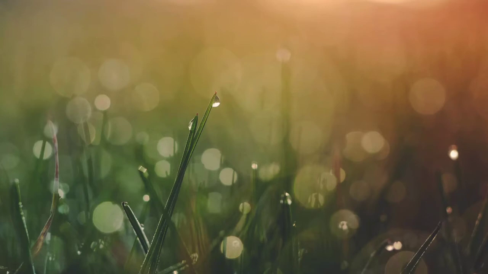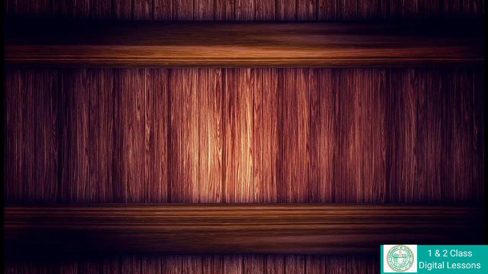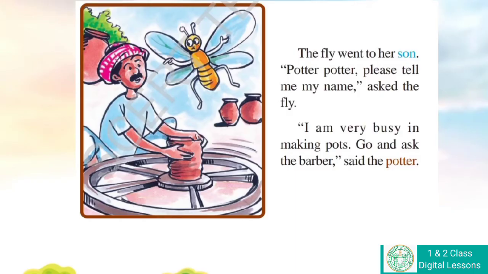I can read this story again. Listen carefully. Our lesson name is What's My Name? The fly went to an old woman. What's my name, Grandma? asked the fly. Sorry, dear. I don't know. Go and ask my son. He is a potter. He might help you, said the woman. The fly went to her son. Potter, please tell me my name, asked the fly. I am very busy in making pots. Go and ask the barber, said the potter.